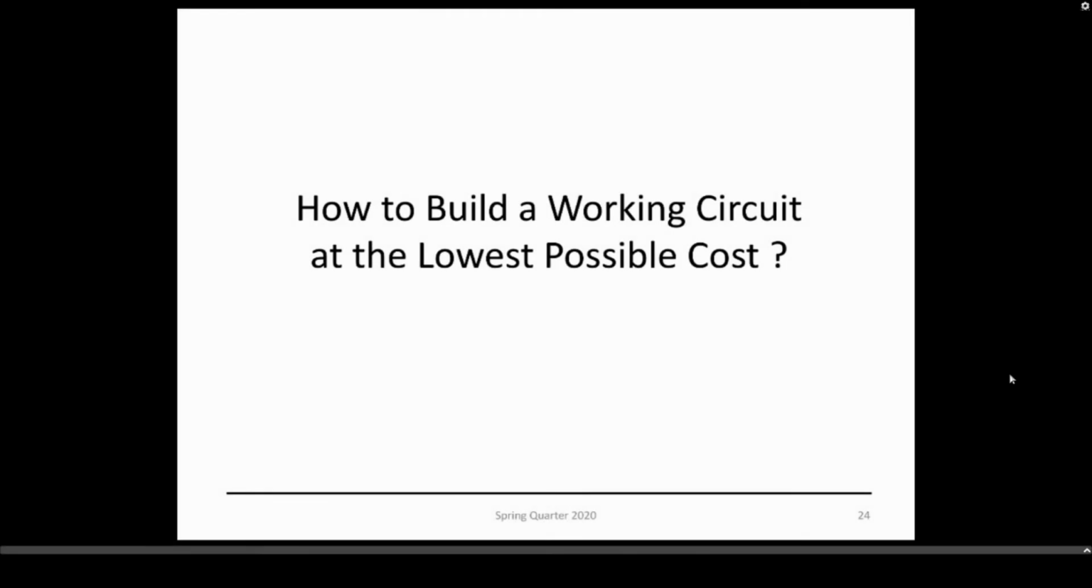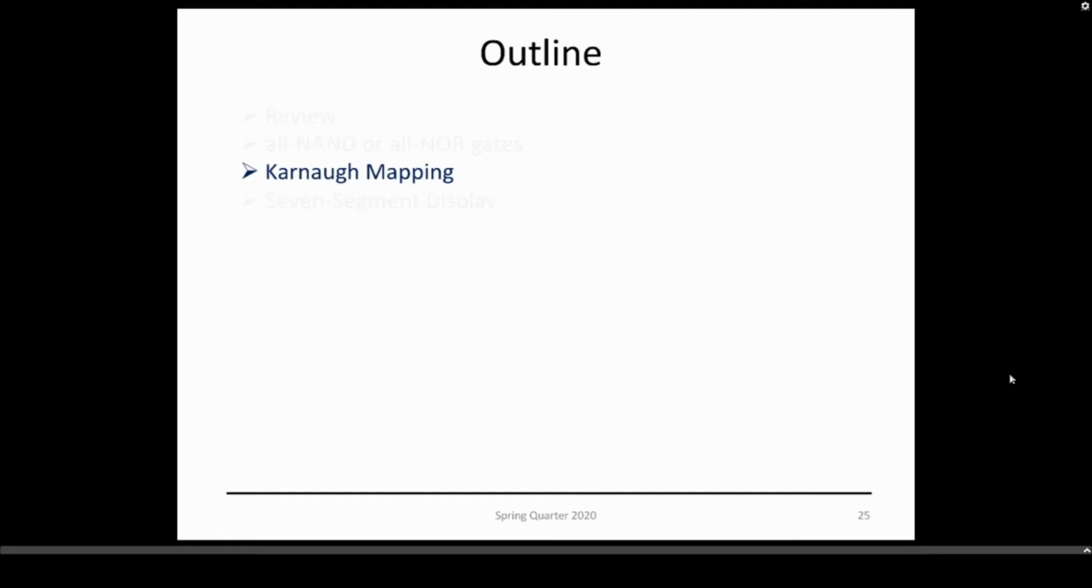We're still trying to answer this question: how to build a working circuit at the lowest possible cost. And we know how to get an answer by applying Boolean algebra and then massaging the equations. But let's look at a new technique, a more visual one, which is the Karnaugh mapping.